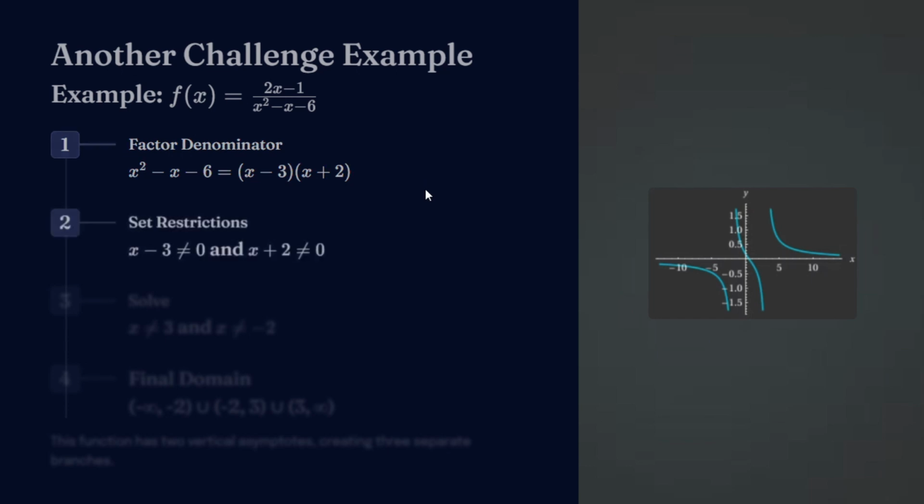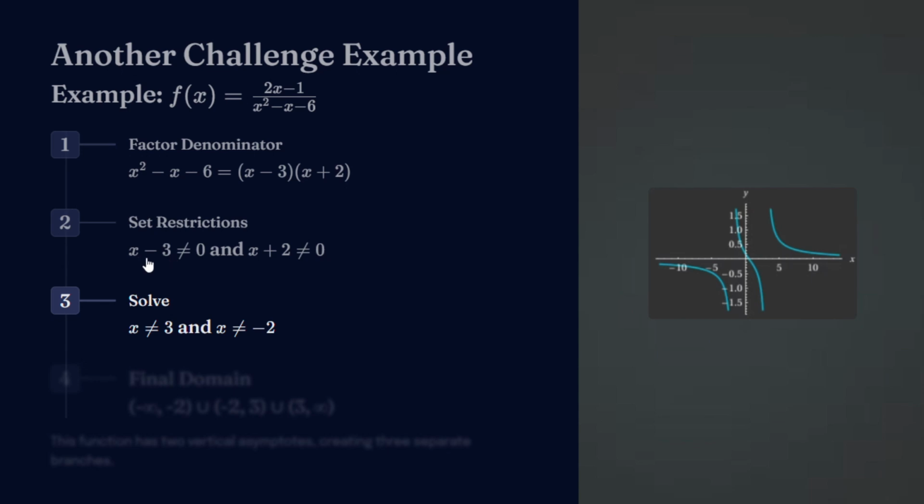Now, we're going to set a restriction. If either one of our factors is 0, then the product will be 0. So let's set first x minus 3 to not be equal to 0, because that's the restriction for rational functions. The denominator cannot be 0. And then we'll set x plus 2 not equal to 0 as well.